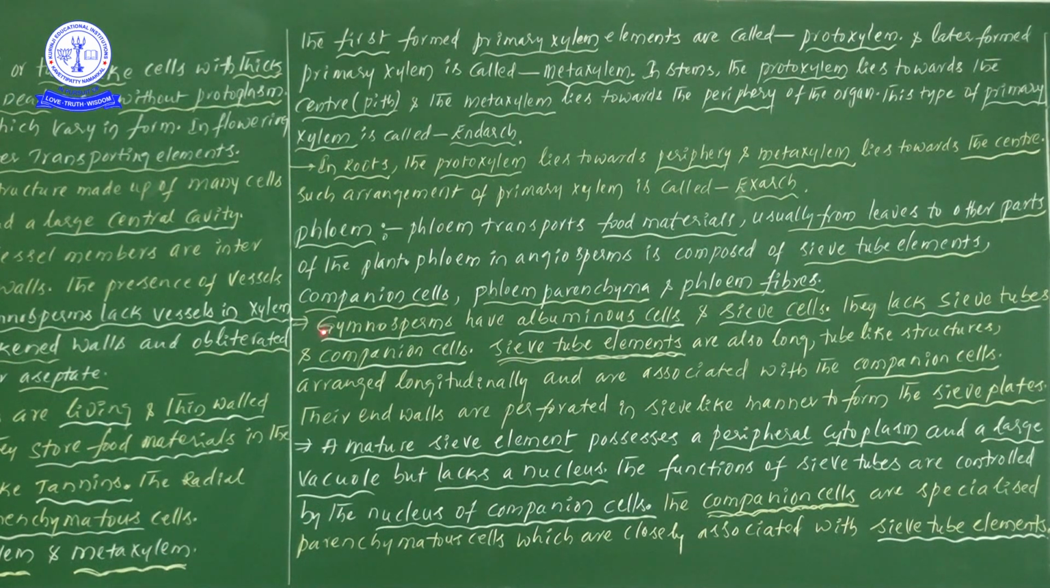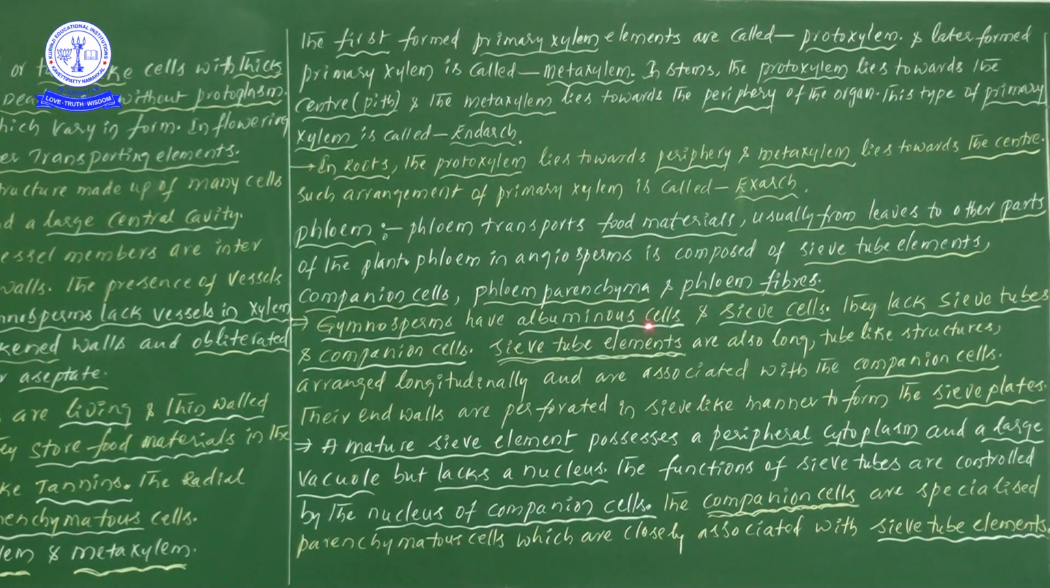Now, a very important point. From the angiosperms point of view, in angiosperms, monocots and dicots, 4 types of phloem members are there: sieve tube elements, companion cells, phloem parenchyma and phloem fibers. After gymnosperms, angiosperms were formed, which means angiosperms are more advanced when compared to gymnosperms. So now, in gymnosperms, what are the points?